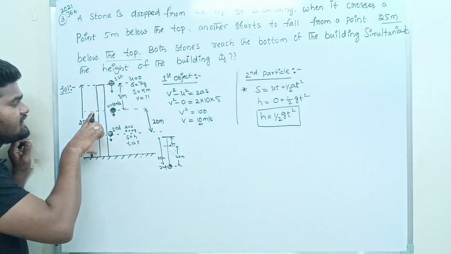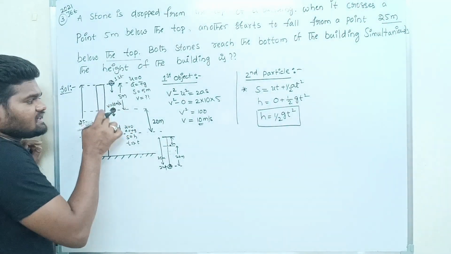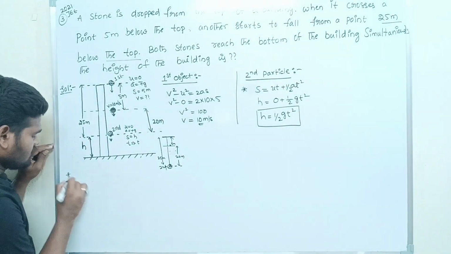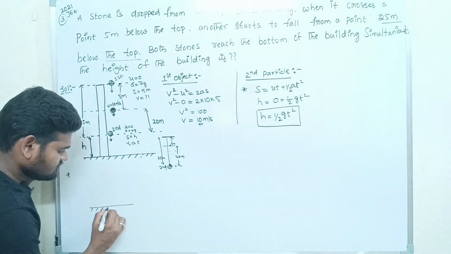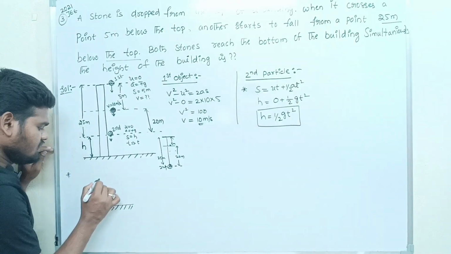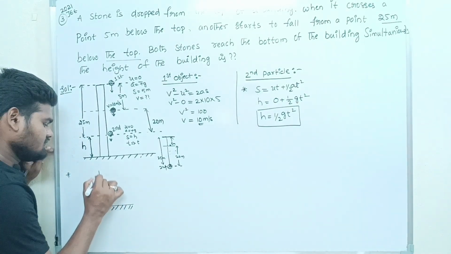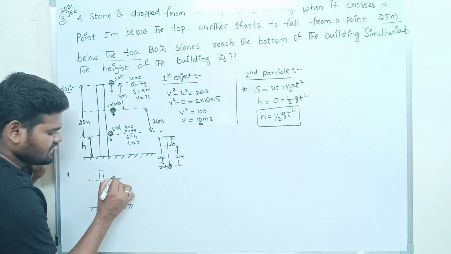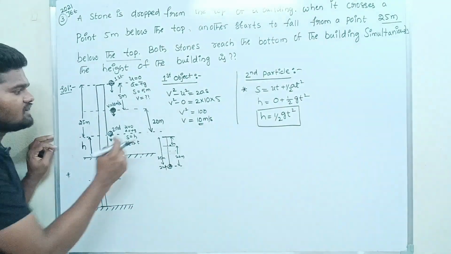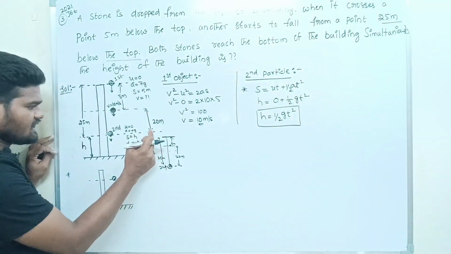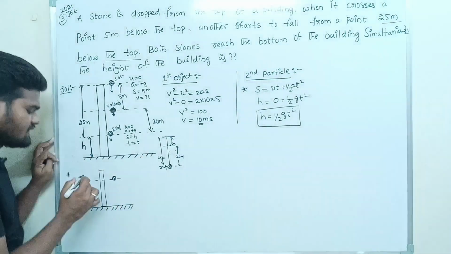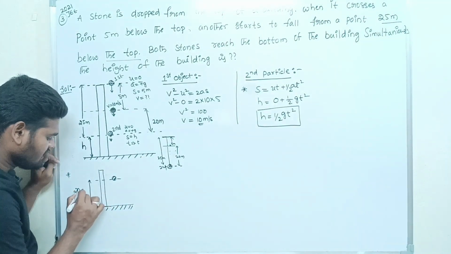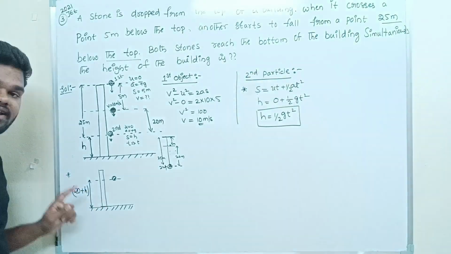Have a look. So to find the height of this building, now I'm just considering this first particle. From the ground, this first particle, or the first stone, is at this height. From here to here is 20 meters, and here to here the height is how much? H, and the total height is 20 plus capital H.